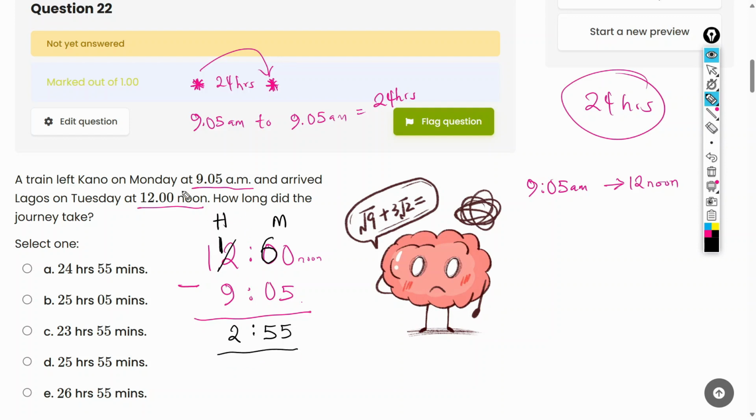So from 9:05 a.m. on Tuesday to 12 noon on Tuesday is 2 hours, 55 minutes. If we add that to the original 24 hours we had, that would be 26 hours, 55 minutes. And that is what we have here.